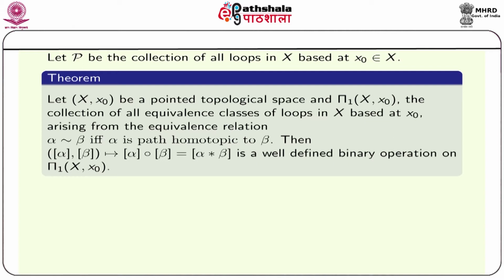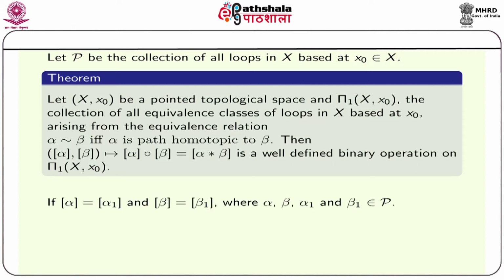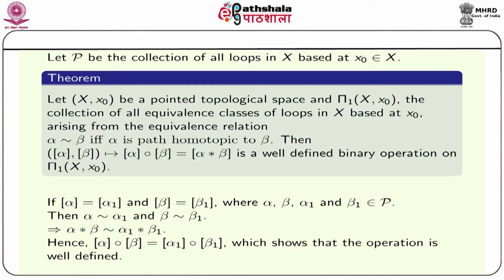So, what we are doing is taking any two elements of π1(X, x0), one is class α, the other one is class β. Composition of class α and class β is now defined as the class α star β. If class α is equal to class α1 and class β is equal to class β1, since α is homotopic to α1 and β is homotopic to β1, we have α star β is homotopic to α1 star β1, and therefore, class α composed with class β is the same as class α1 composed with class β1. So, that means the operation, the way we defined it, is well defined.